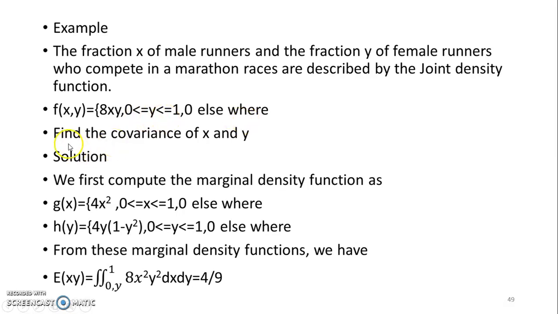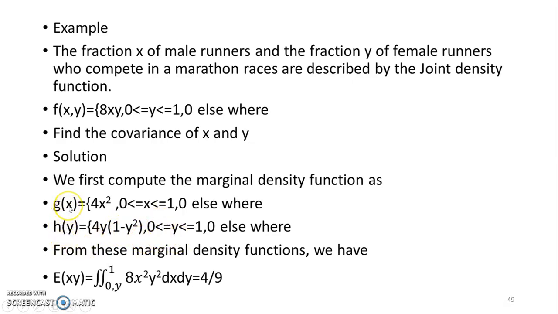The question is, find the covariance of x and y. The solution. We first compute the marginal density function g(x), which is equal to 4x squared for the interval where x is between 0 and 1. And then we also compute the marginal distribution of y, which is 4y times (1 minus y squared).